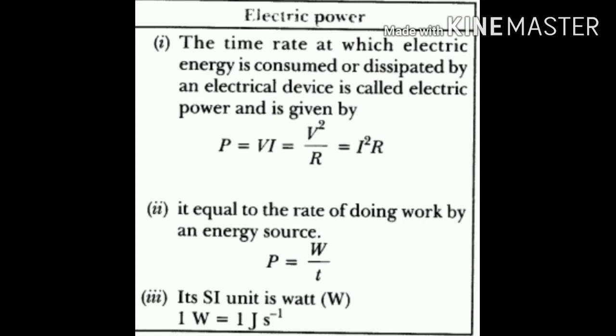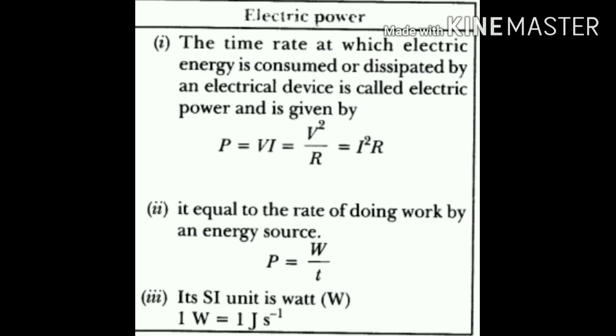The other formula of power is P equals V into I. As we know from Ohm's law, I is equal to V by R. When you multiply V into V by R, we get V square by R. And then again, when you multiply and divide by R, we get I square into R. These are also formulas for electric power which are used in solving numericals.